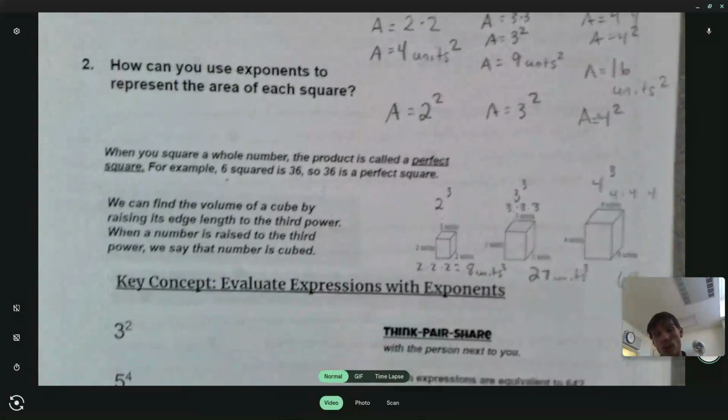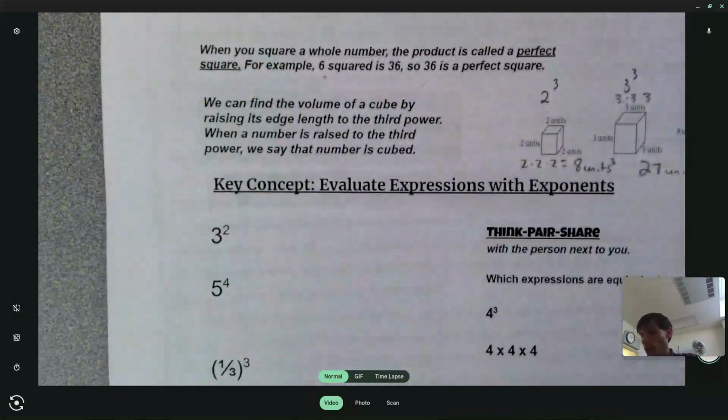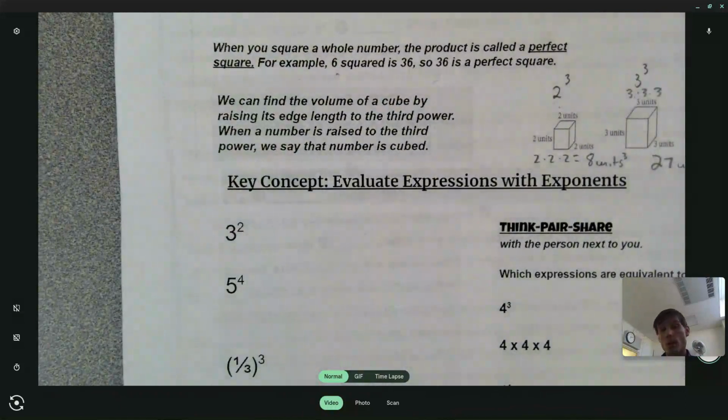So let's look at a couple more here for our guided notes. Looking at these here, we're just evaluating expressions. When you see the word evaluate, we should remember that really means solve our expression. So we're evaluating these expressions here.